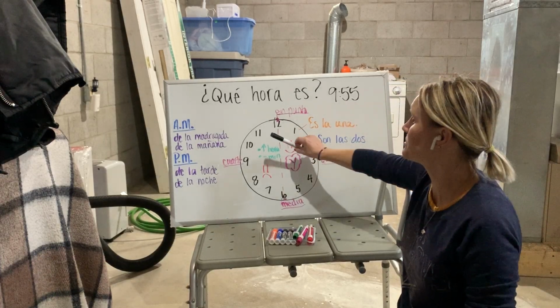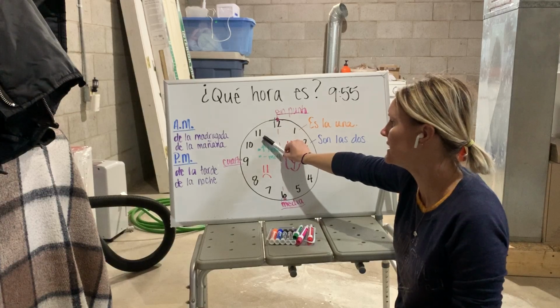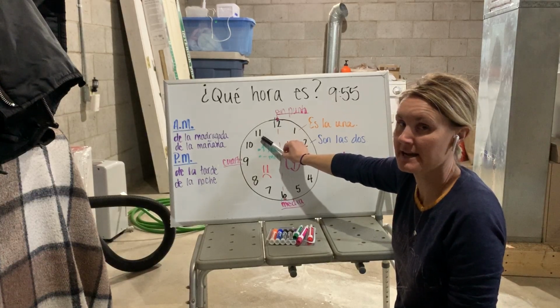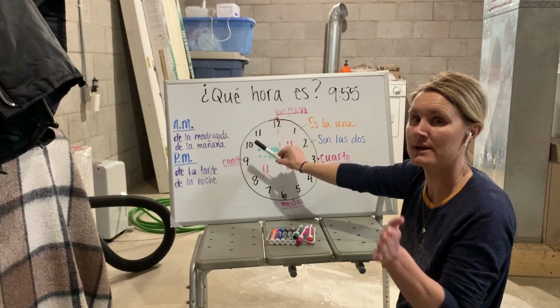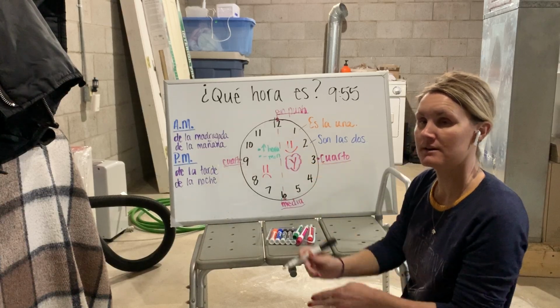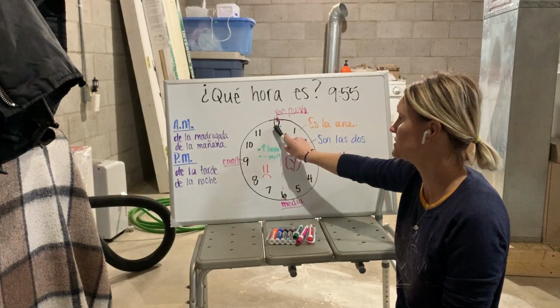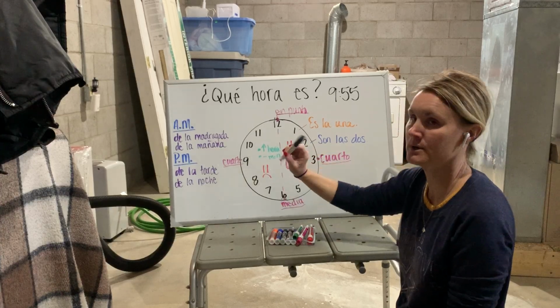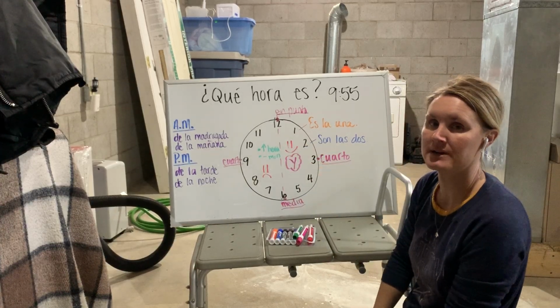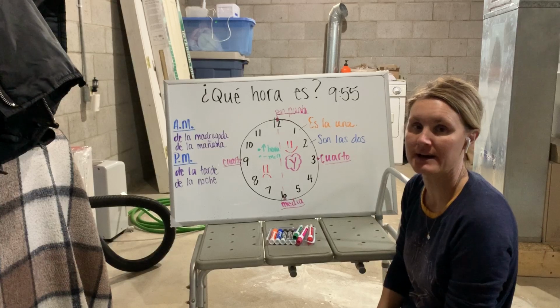9:55? So your minute hand would be pointing here. We're on the dark side. So first you have to round up to the next hour. Then how many minutes would it be until we get to that hour? Okay, go ahead and try that one on your own. 9:55.